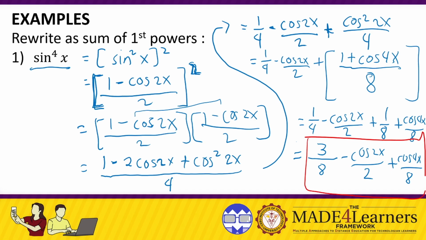There are no exponents greater than 1. In this scenario, we have cos 2x plus cos 4x. Our only goal is to have a sum of first powers. So let's go to the next example.